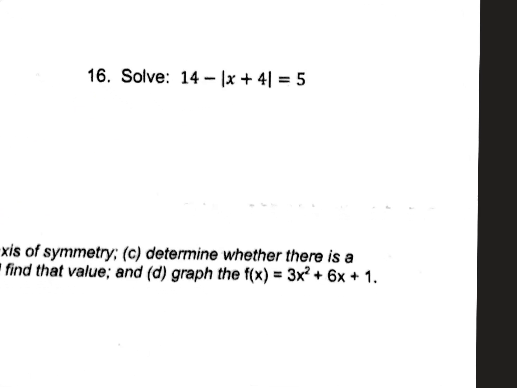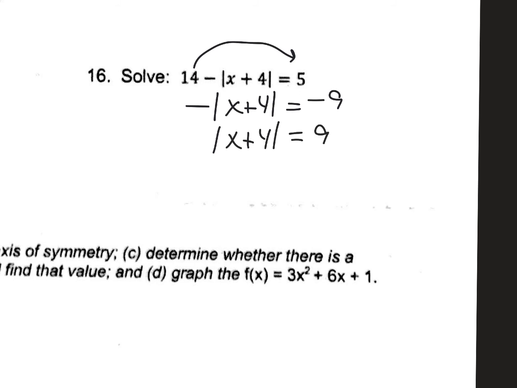Number 16, 2 bars, 2 answers. What I'm going to do first, I'm taking the 14 over. Gives me negative absolute value of x plus 4 is negative. Remember, don't take away the absolute value until you isolate. We're isolating this just like we did the radical. So divide by -1 to make the negative go away.